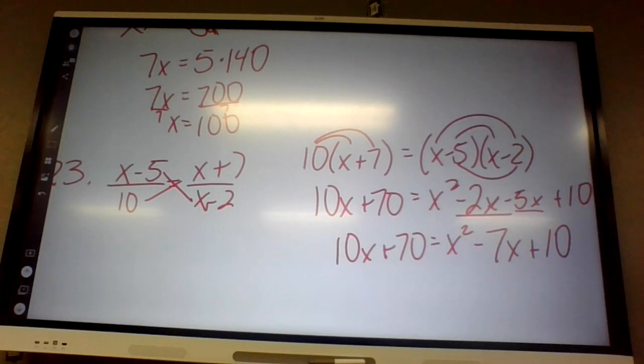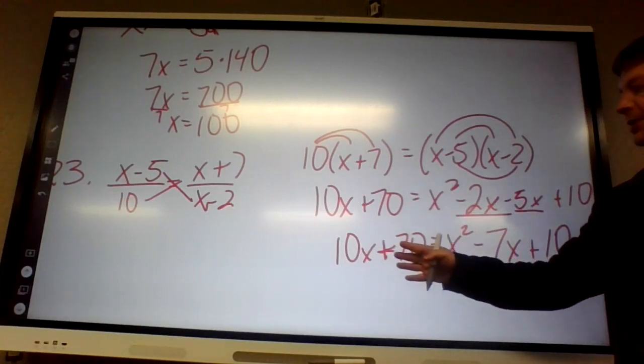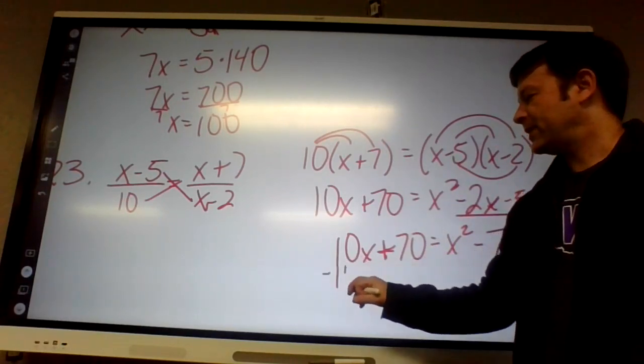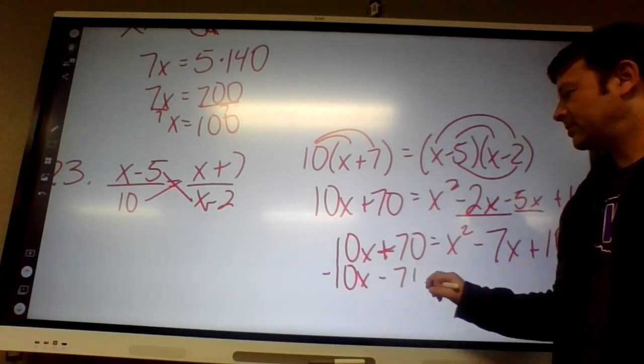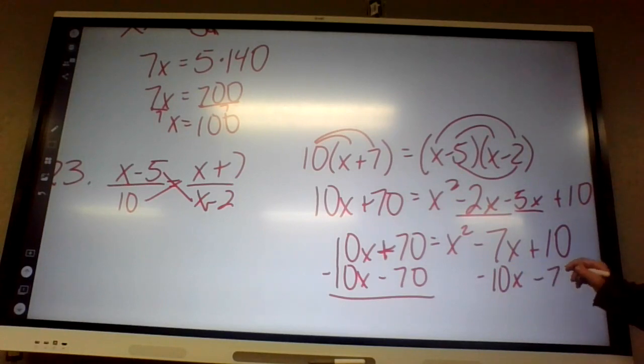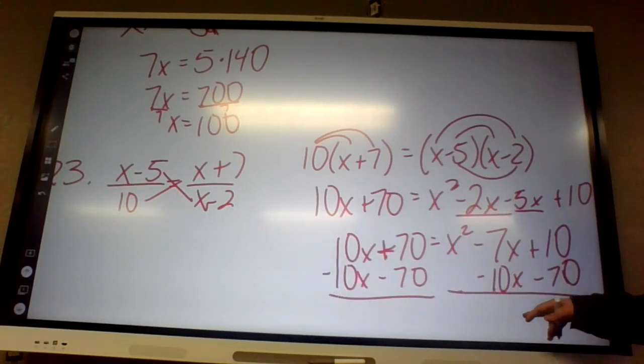How do we solve an x squared problem? We've done a couple of these this year. Square root? No. We move everything to one side and then probably factor it. So I'm gonna minus 10x minus 70 on both sides. That will get rid of everything on the left side.